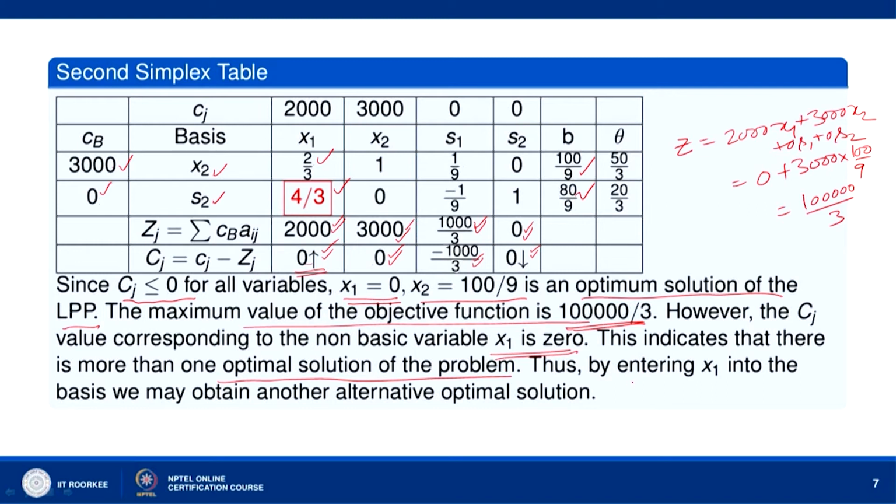So, what do we do? By entering X1 into the basis, we may obtain another optimal solution. If you take this as the key column, and the minimum positive ratio here, you see 1000 by 9. We take this as the key column. If we take the key column, then we have to find the key row. So, we divide by 4 by 3. So, 80 by 9 into 3 by 4.